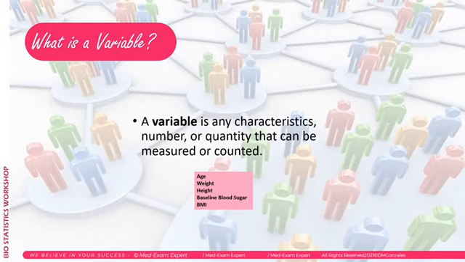So what is a variable? In the previous 5-minute revision, we talked about population and sample. A variable is any characteristic, number or quantity that can be measured or counted. For example, you have your age, weight, height, baseline blood sugar, and your BMI.